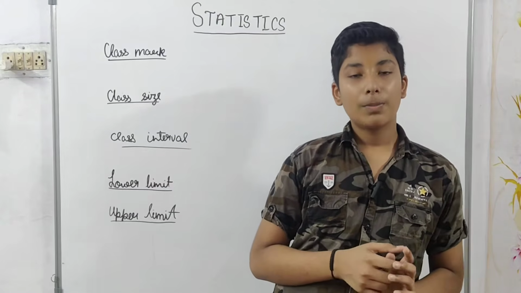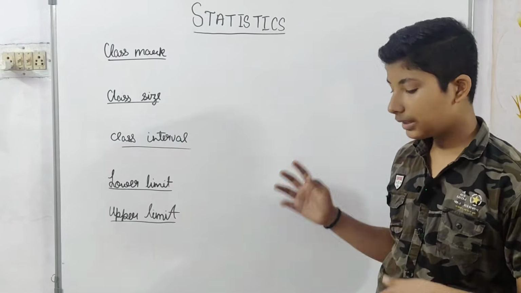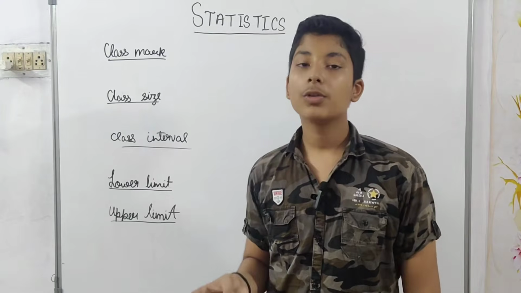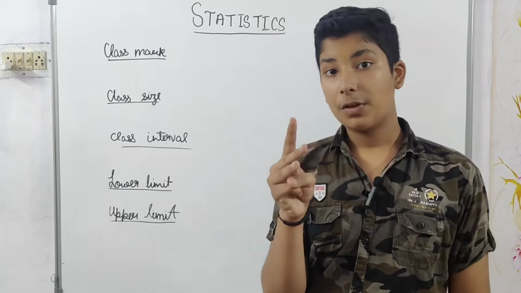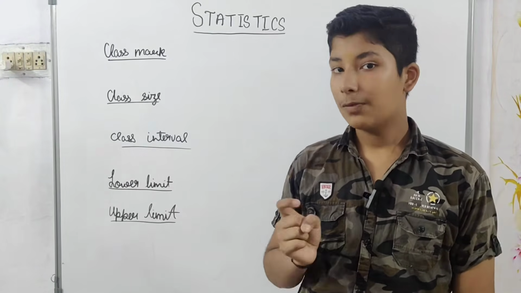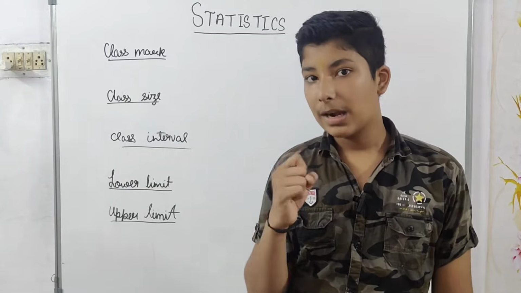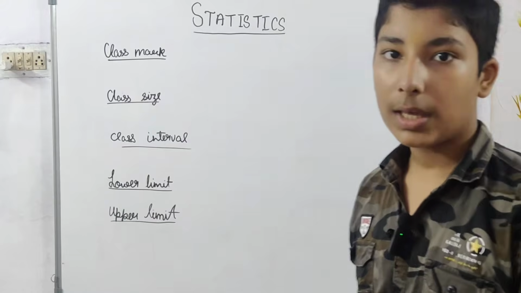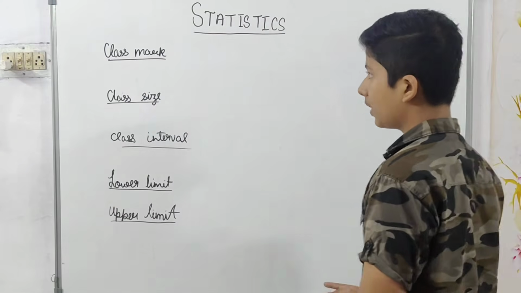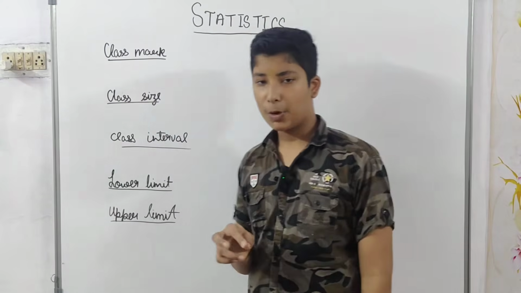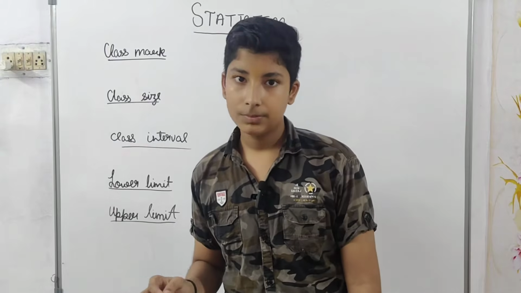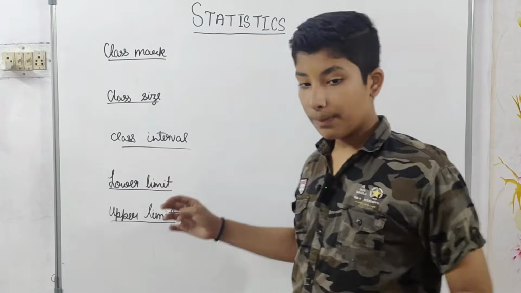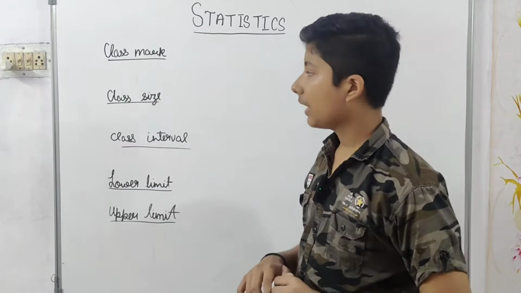Okay, so basically in this chapter, statistics, we are going to learn three types of data representation: first of all bar graph, second histogram, and third frequency polygon. Okay, I'll tell you how to do this. But before this, there are some important terms which we need to remember. There are four more, but they relate to something else.